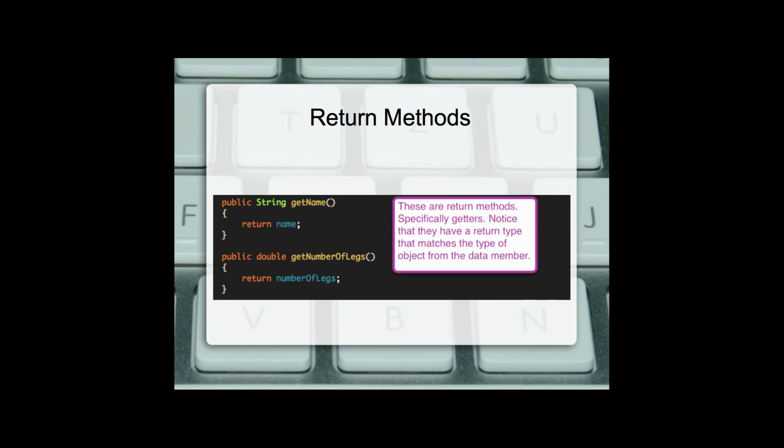We have also return type methods. As you can see right here, our getters are always going to be return type methods. They're also generally going to be public. And we can see that we have public string getName, and it has as a simple basic feature here the keyword return and then whatever type is being returned. In this case, the variable name is of type string. We have the same thing with a double variable, which is a primitive variable, and we have public double getNumberOfLegs where it returns numberOfLegs.